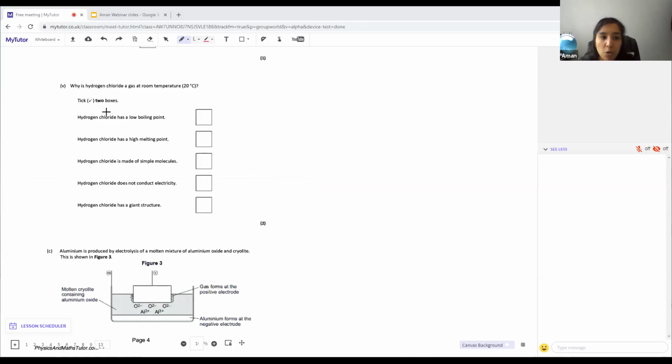So is it because hydrogen chloride has a low boiling point? Is it because it has a high melting point? We need to tick 2. It's made up of simple molecules. It does not conduct electricity, and it is a giant structure. So what are the answers to that question?